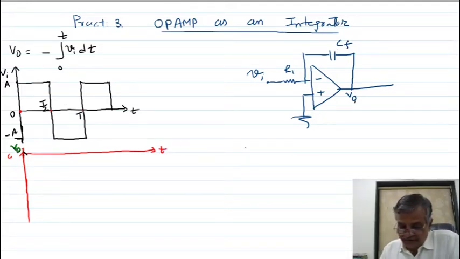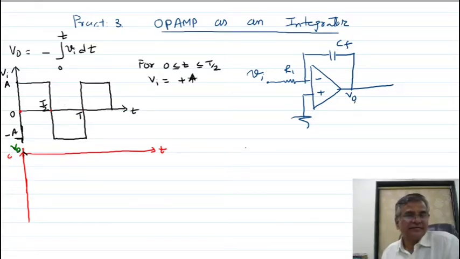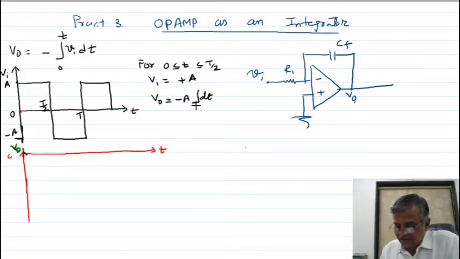So let us write the equation now. For 0 to T by 2, my input voltage is constant, it is plus A. It is a constant. So what will be my output? It is minus A integration dt, 0 to t. So you can say minus At.